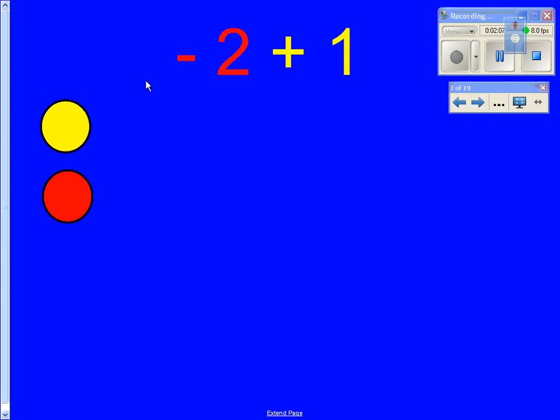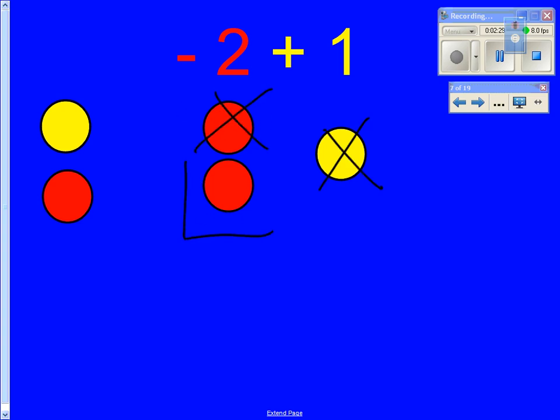Next one. We have -2 plus 1, so we're going to have 2 negative chips, 1, 2, and 1 positive chip. Okay, remember, one yellow cancels out one red. So this yellow cancels out this red. And what are we left with? We're left with one red. And we know that red are negative, so our answer for this one is -1. -2 plus 1 equals -1.